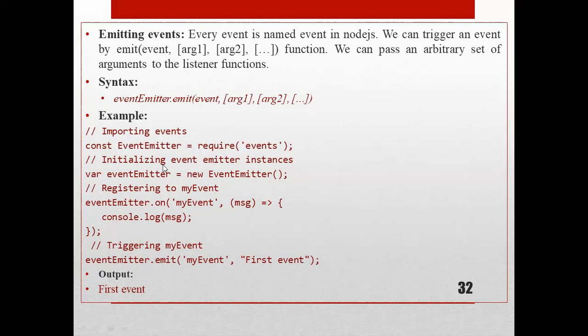Then initializing EventEmitter instances. How to initialize? Like eventEmitter is equals to, use the new keyword here, new EventEmitter. In this way we are going to initialize the EventEmitter instances.